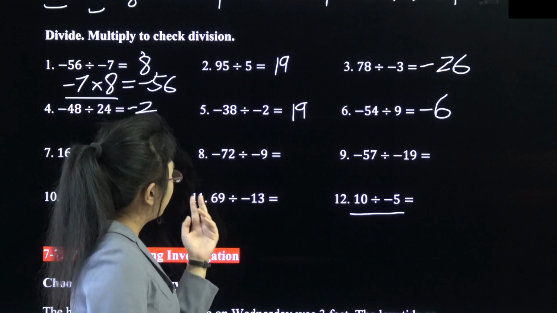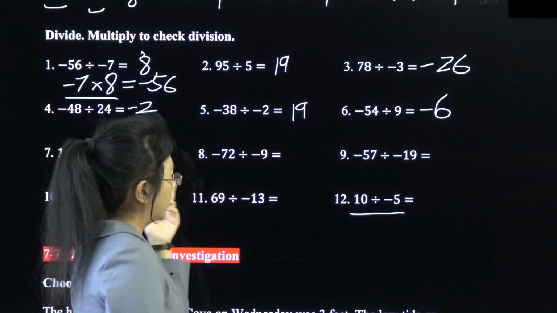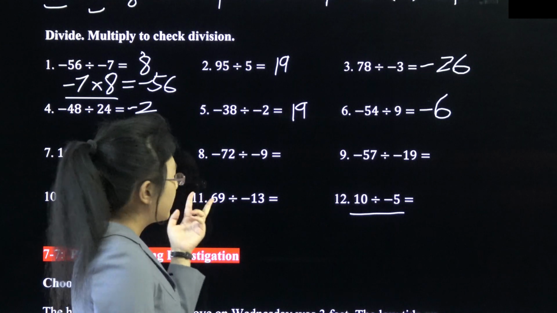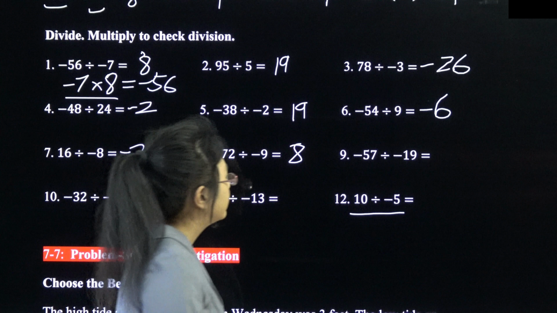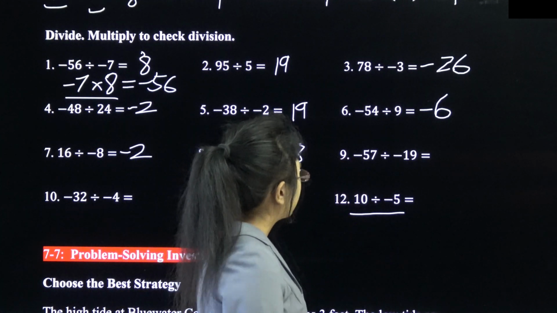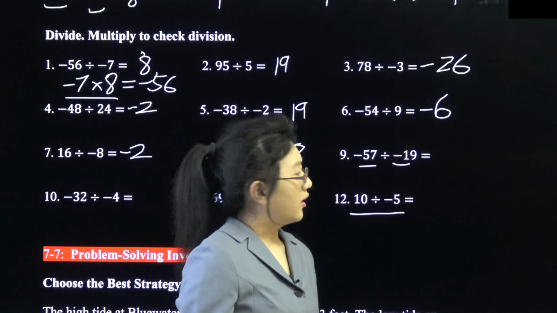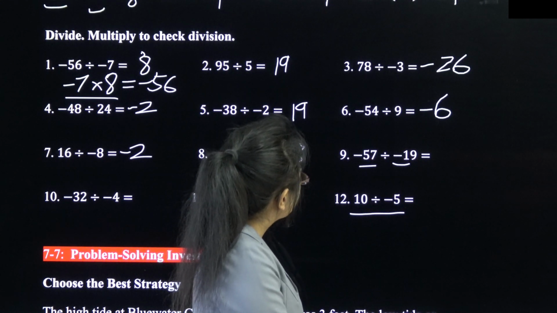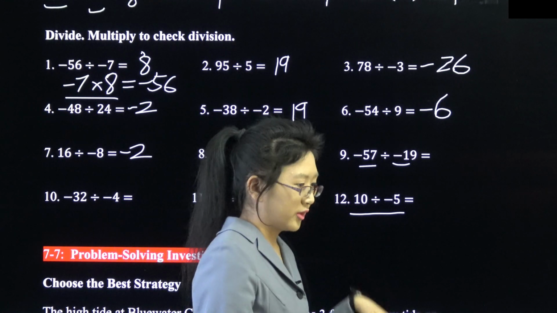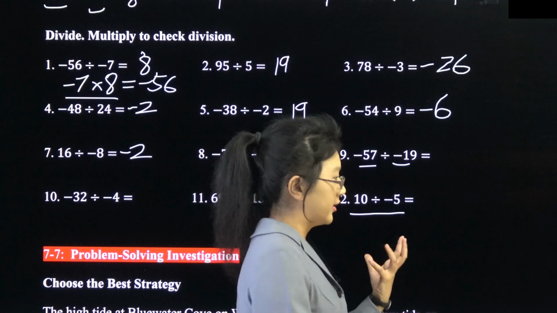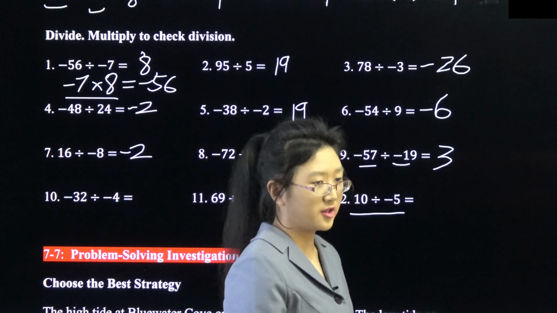Negative 72 divided by negative 9. Both of those are negative, which means that the final quotient would be positive. And 72 divided by 9 is equal to 8. It's just going to be positive 8. Negative 57 divided by negative 19. They're both negative. Okay, yeah, they are. It does end up being a whole integer. It's just going to end up as positive. 57 divided by 19 is equal to 3. So the answer is positive 3.